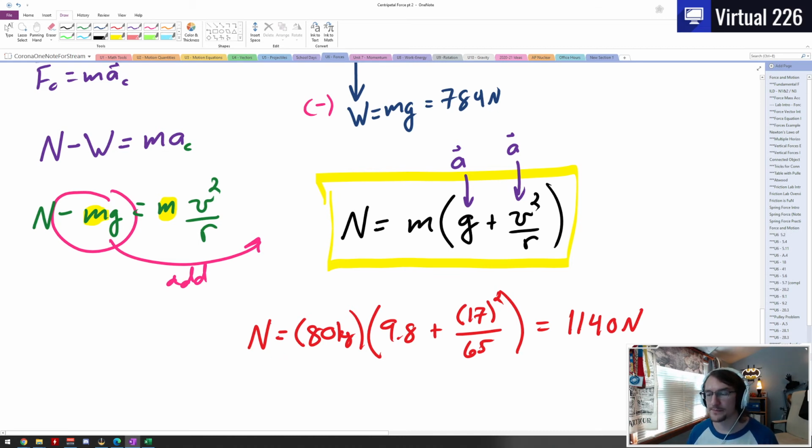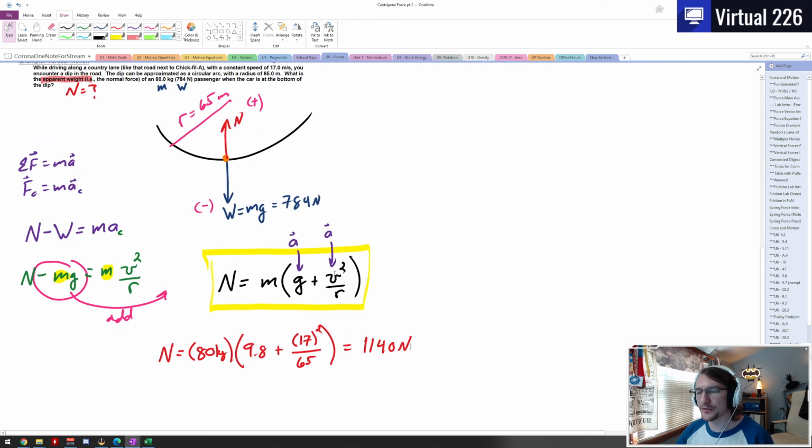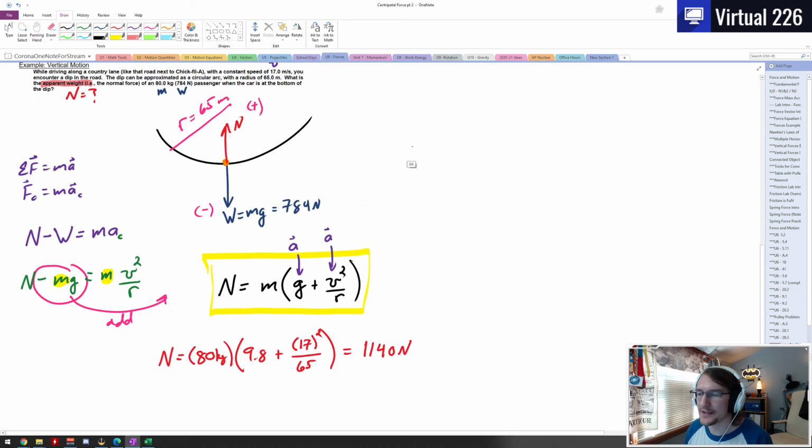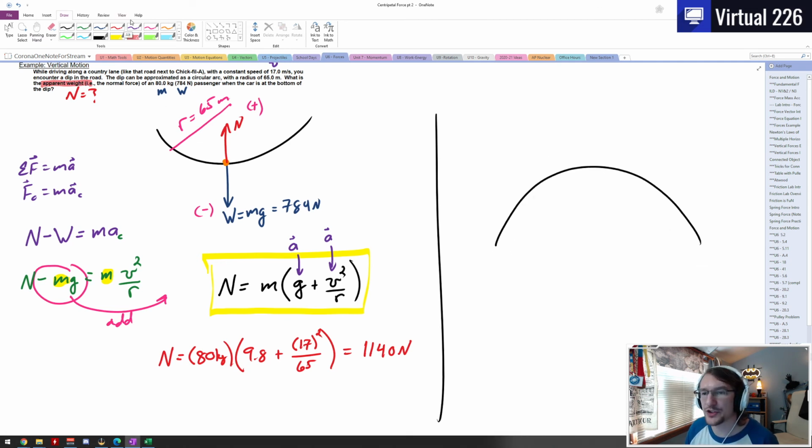This is more than the 784 we actually weigh. And if that makes it feel like we're getting crushed down a little bit, we feel a little bit heavier than normal. So it all comes from this equation here in black, which allows us to get our final answer here in red. Now, if this dip changed a little bit, if you had a different scenario, if you had a scenario where you're going over the top, how would things change here?